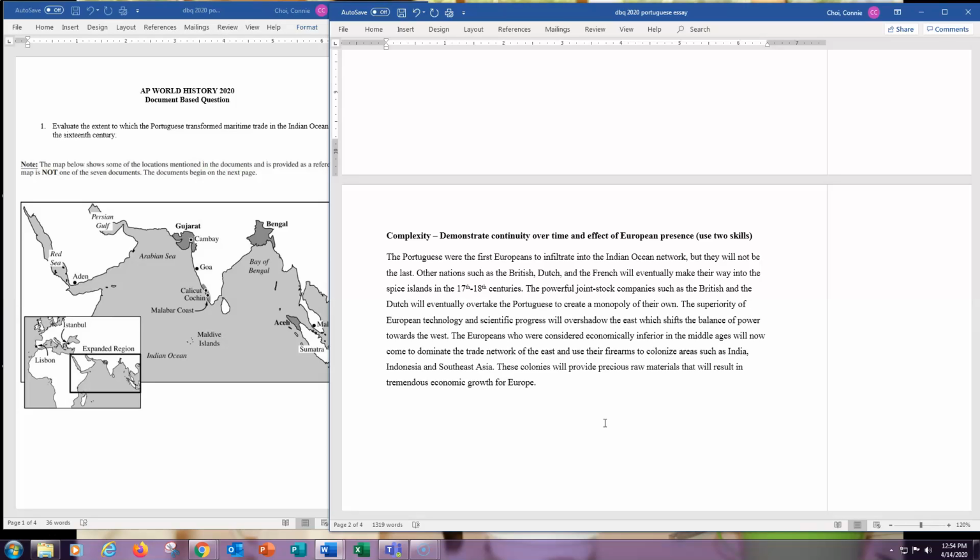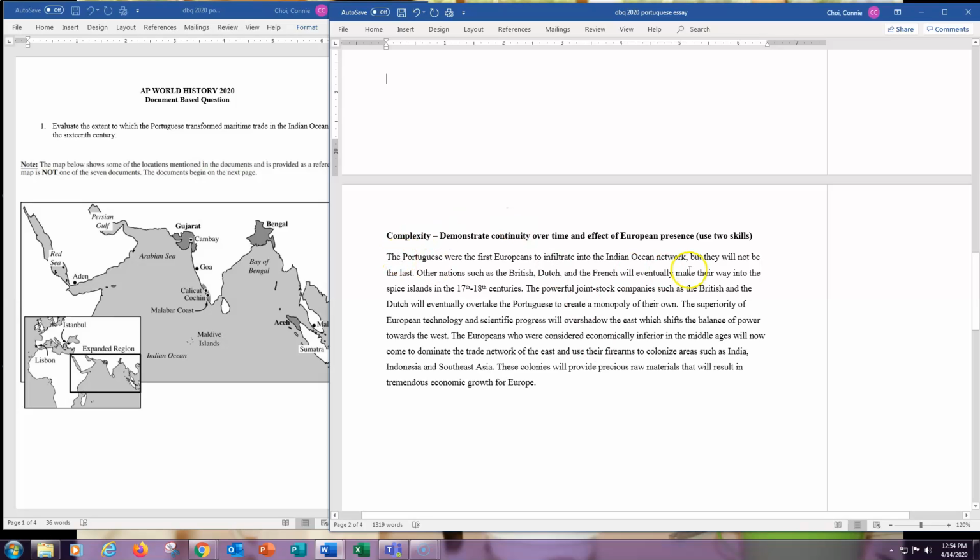The Europeans, who were considered economically inferior in the Middle Ages, will now come to dominate the trade network of the East and use their firearms to colonize areas such as India, Indonesia, and Southeast Asia. These colonies will provide precious raw materials that will result in tremendous economic growth for Europe.